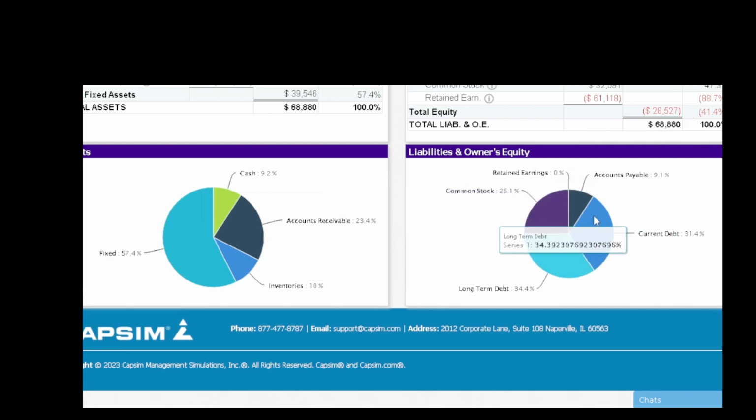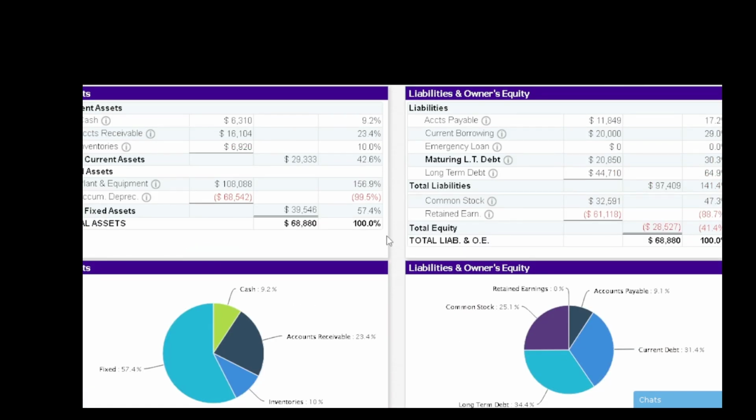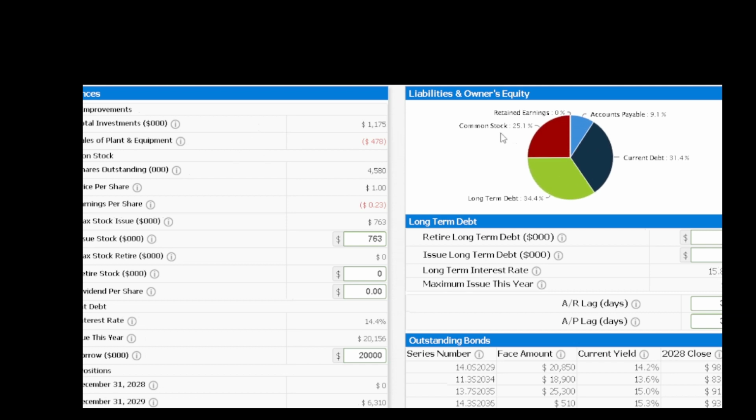So we go back to finance, and in the finance part we have the plant improvements, and we have the total investments. We also have the sales of equipment, and here you can see that it's written in red. That means we have a debt. We have the common stock, which are the shares outstanding, the price per share, the earnings per share, and the maximum stock. You can see that the maximum stock is 763. This round we shall just issue our 763. And then after issuing, we recalculate.